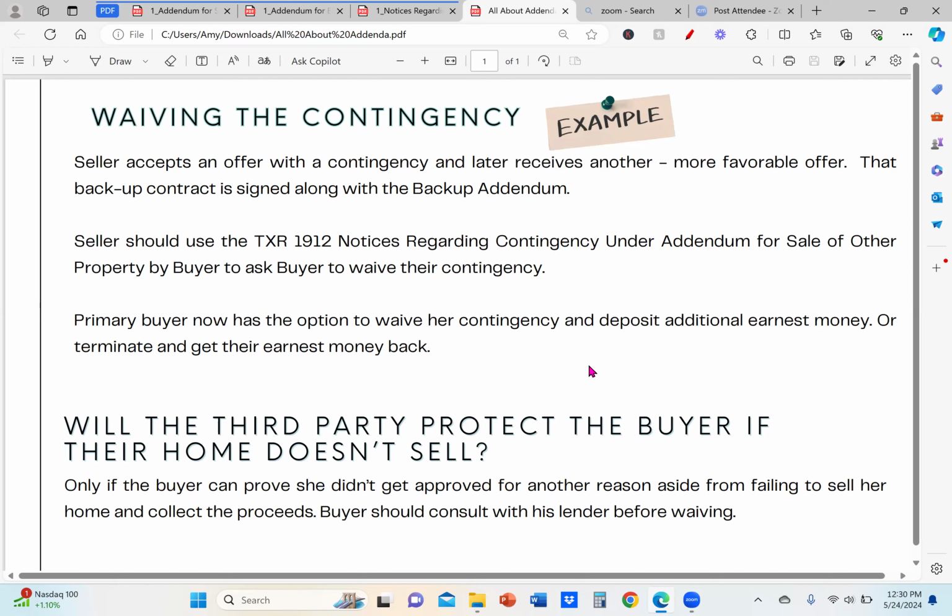A frequently asked question is, will a third party protect the buyer if their home doesn't sell? It only protects the buyer if the buyer can prove that she didn't get approved for the loan for any other reason aside from failing to sell her home and collect the proceeds. If the reason she didn't get approved for the loan is because she didn't sell her home and didn't get the proceeds from the home, the third party does not protect her. And the buyer should consult with his lender before waiving once again.